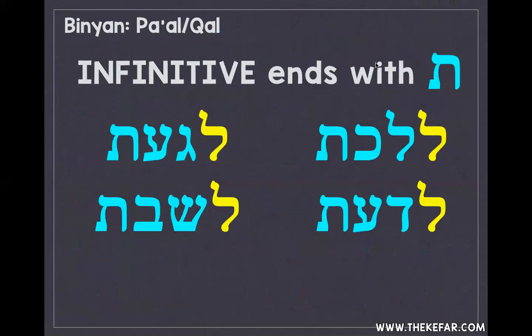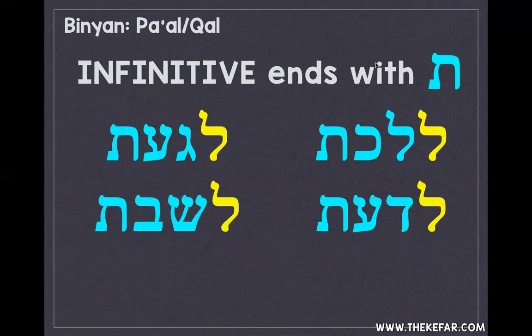So we're going to talk about verbs today where the infinitive ends in a tav. Don't confuse this with the vav tav. This is not a vav tav. Just ends with a tav. These are also groups of Paal verbs. So generally, you know that the Paal verb has a vav or a yod as the second to last letter. Of course, Hebrew is full of exceptions, and these are a few of them.